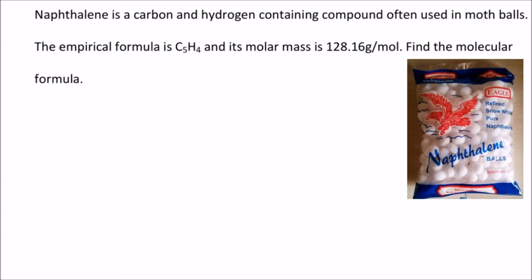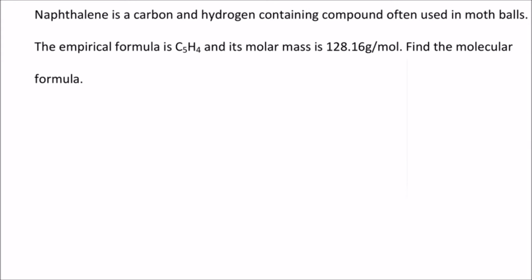Put a picture in here for you of mothballs. I got this picture off of eBay. Usually they come in a box, but this one had naphthalene written across it real big, so I wanted you to be able to see that. Alright, that's just there for fun. Let's get down to work and actually come up with the molecular formula for it.